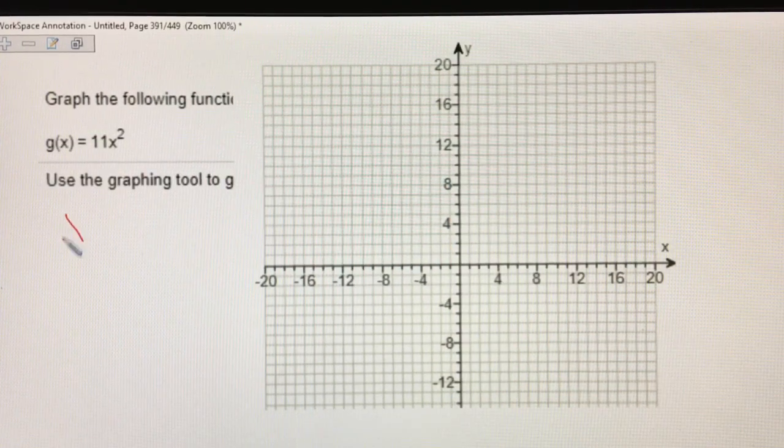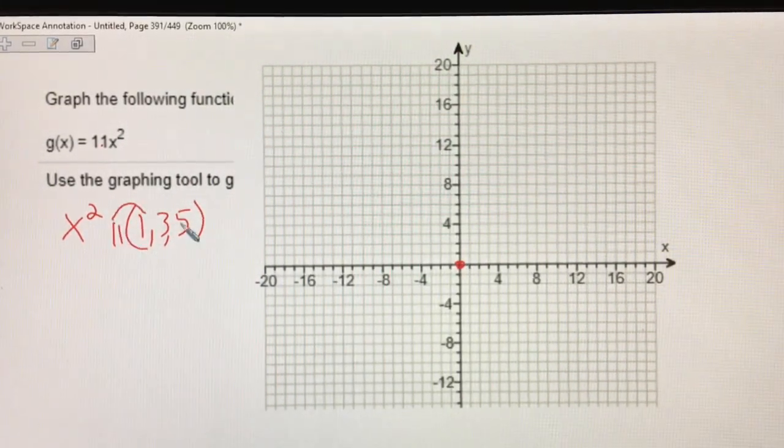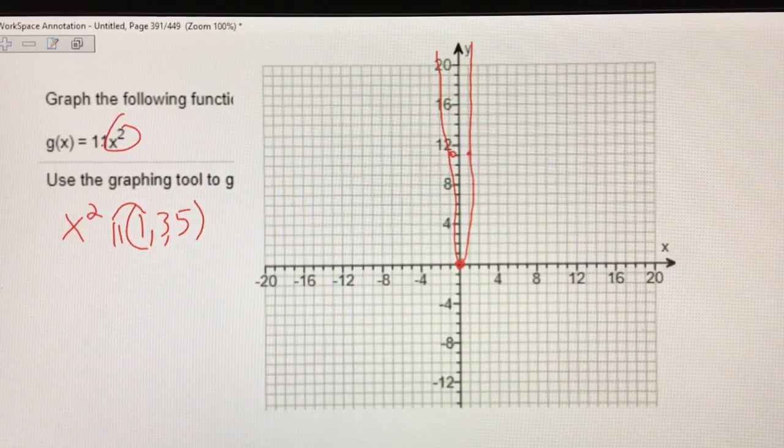11x squared, well, that's going to be x squared, and remember we implement 1, 3, 5. However, in this case, there's an 11 out front, so instead of going up 1 over 1 from 0, 0, I'm going to go up 11 over 1. I'm going to go up 11 over 1 over there, and then I'm going to connect the dots. And it's going to be a very narrow, skinny graph, a parabola, because it's x squared.